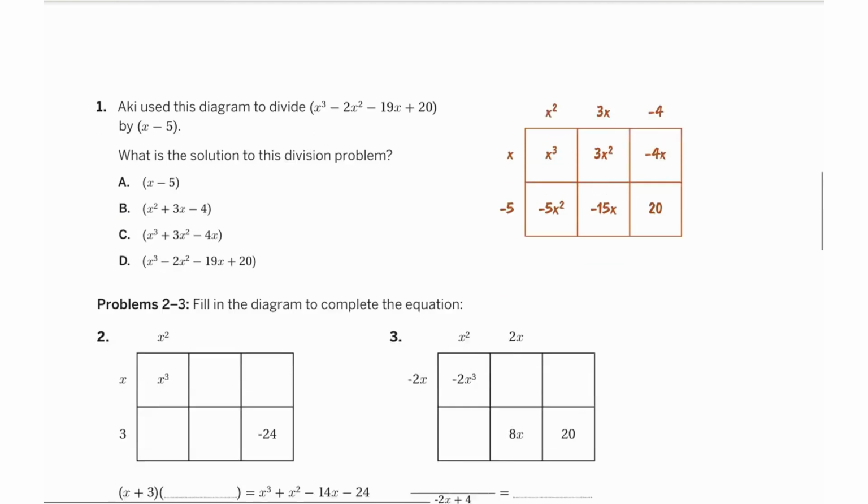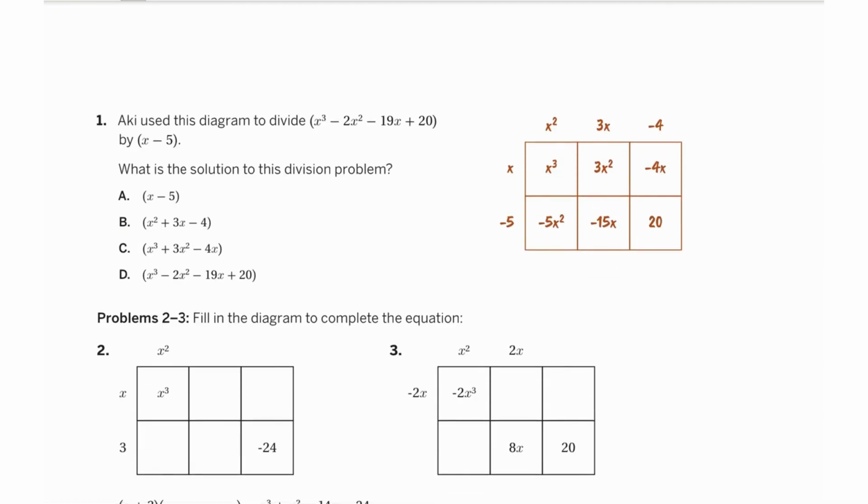All right, so let's actually do some practice problems. Number 1: a key used this diagram to divide these two numbers. What's the solution to this division problem? In this one, we're really just looking for what's on the top, because the stuff on the inside all adds to this first part of the equation. The left side here, x minus 5, is this part of the equation, which means the top of my diagram is the solution to this division problem. So this ends up giving me my answer of B.